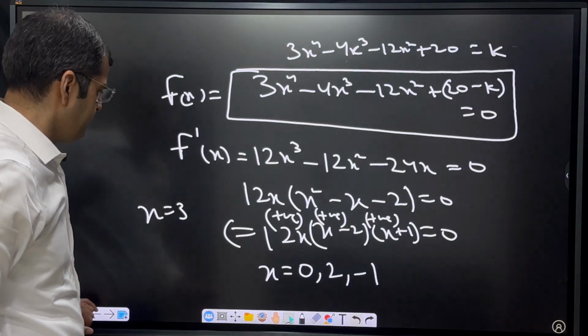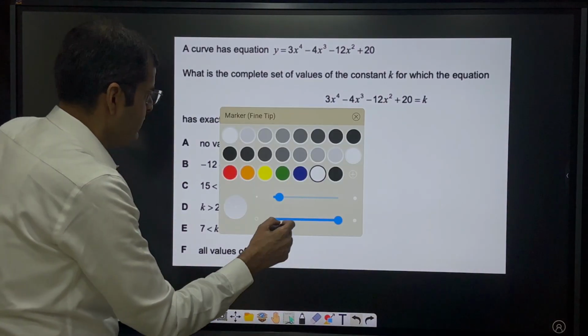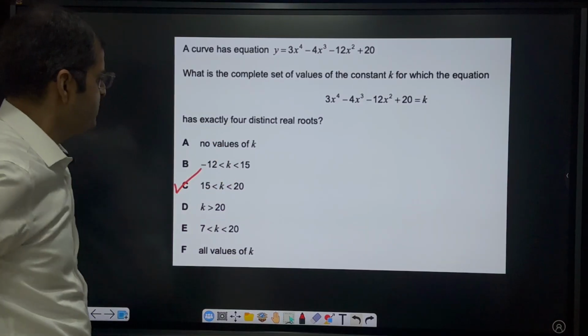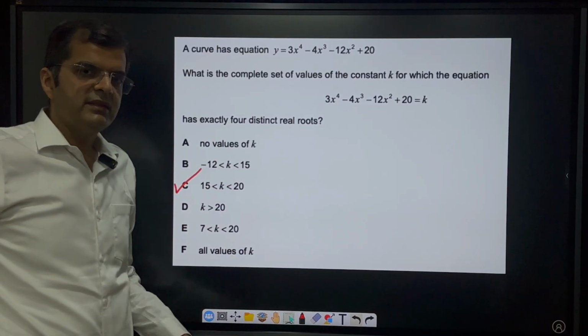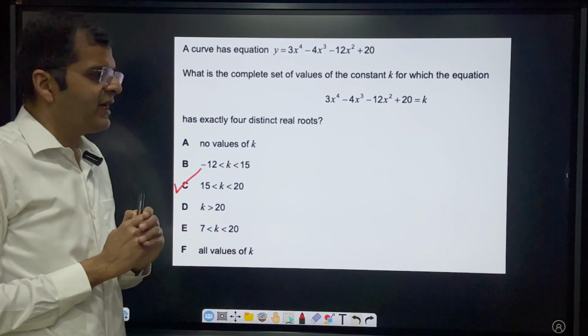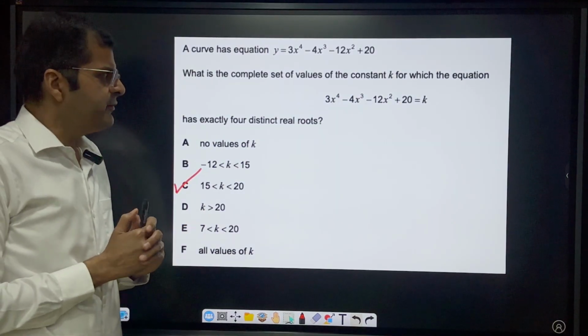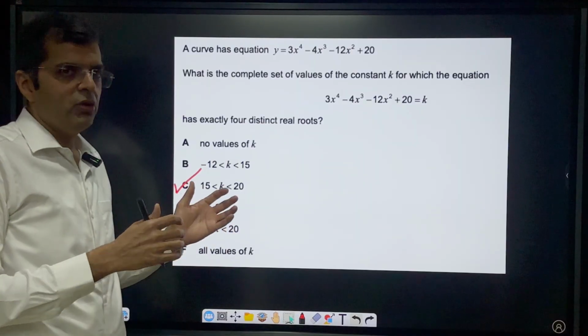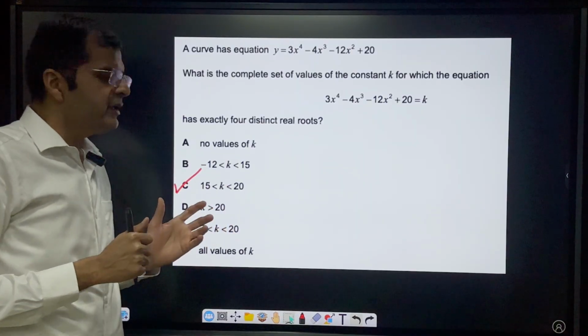So coming to the options, I see this option k lying between 15 and 20, answer option C is the correct answer. Quite a challenging question, I would say, but if you know the concept about differentiation, the slope and all, then it is quite a doable one.